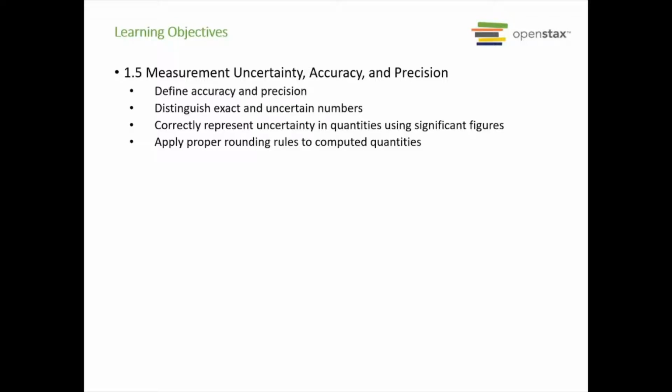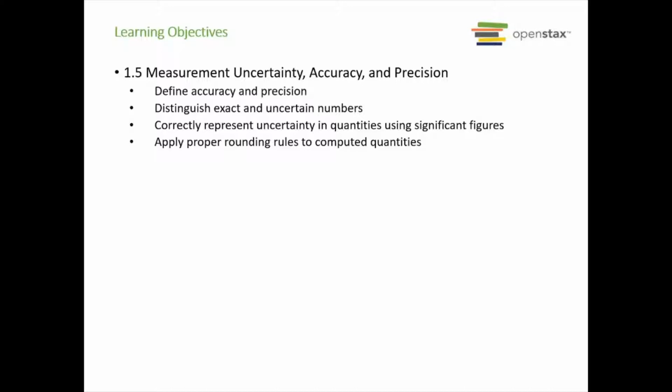Now we are moving on to 1.5, measurement, uncertainty, accuracy, and precision. So in this section, we're going to talk about defining accuracy and precision, distinguish between exact and uncertain numbers, correctly represent uncertainty in quantities using significant figures, and apply rounding rules to computed quantities.